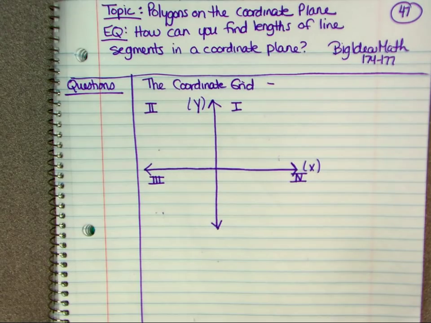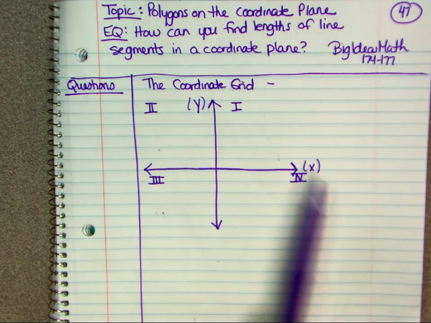Good morning. Today we're going to talk about polygons on the coordinate plane, and how to utilize the coordinate plane to show information, how to plot vertices and connect those vertices to create polygons. And then we're going to talk about how you can find lengths of line segments when you're looking at the coordinate grid. If you need to, by the way, pause and put in your topic and essential questions.